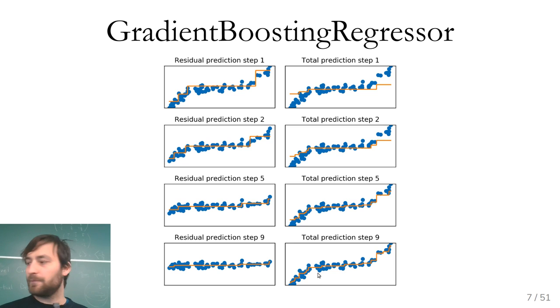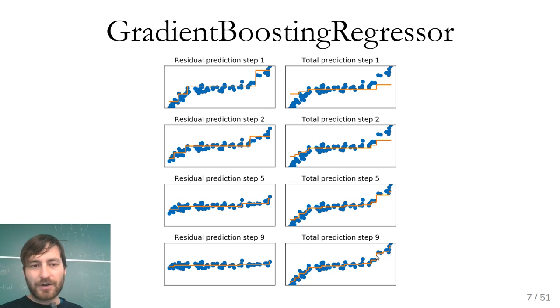And so here, if I had set alpha much smaller, like if I set it to 0.01, then at step 9, I would still be much closer to 0, and I would have to add many more trees to actually make a good prediction.